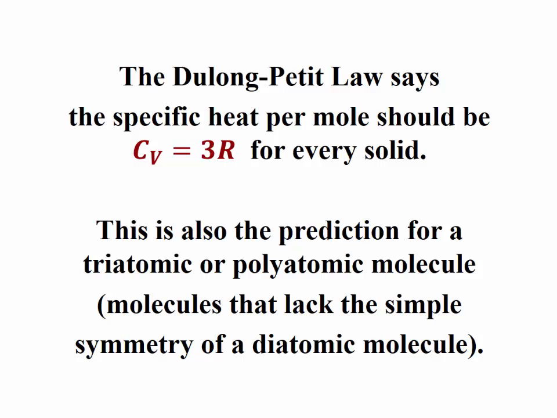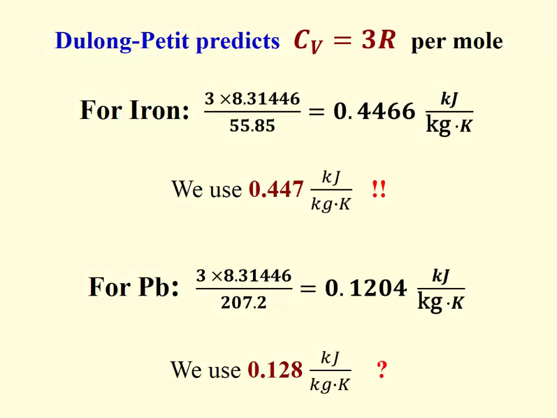That value of 3R for this constant volume specific heat is also the prediction for a triatomic or polyatomic molecule, molecules that lack the simple symmetry of a diatomic molecule. However, although this prediction works well for iron, it doesn't work so well for other elements. For iron, it says the specific heat should be about 0.447 kilojoules per kilogram Kelvin.